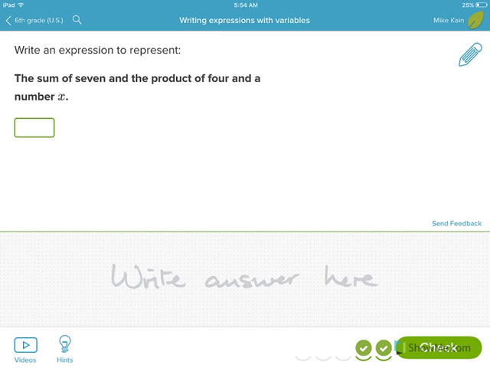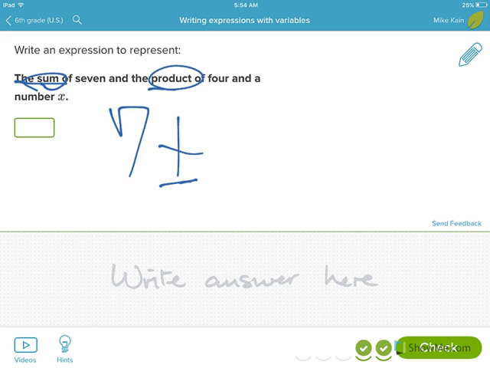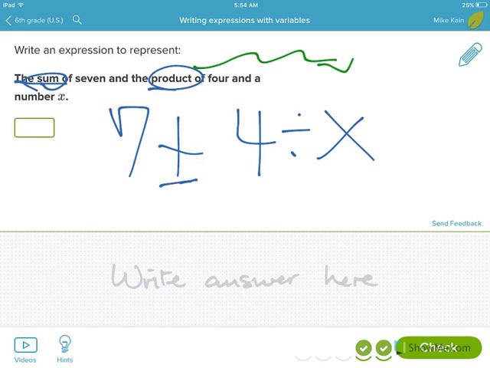All right, do you want to try this one? Yes, I got it. The sum of, okay, wait, I know there's plus in there somewhere, because sum means plus. The sum of 7 and the product, it means division. So 4 and the number x. No, product doesn't mean division. It means multiply. Remember, like multiply? Product, multiply? Oh, yeah. Let me fix that. Hold on a second.